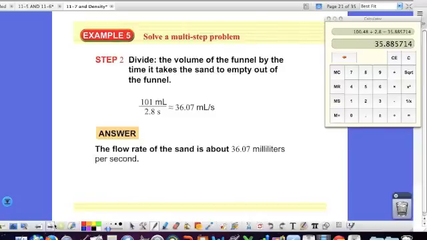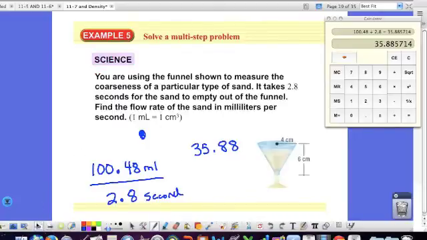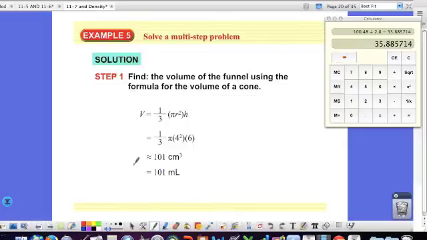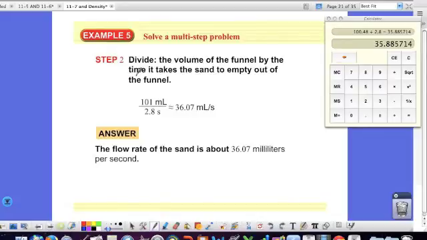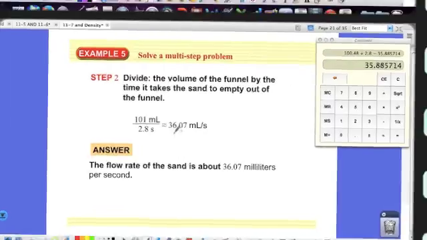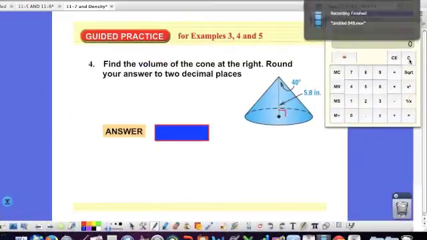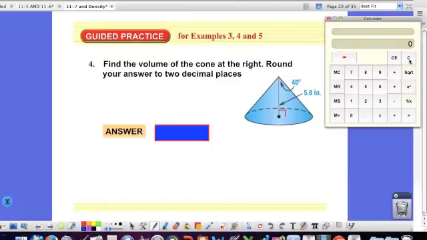And obviously our numbers here are a little bit different once again because of rounding of this pi button. So they came up with 101, and then 101 divided by 2.8 is 36.07. We came up with 100.48 divided by 2.8 is 35.88. So now we're going to get into some guided practice examples for 3, 4, and 5.